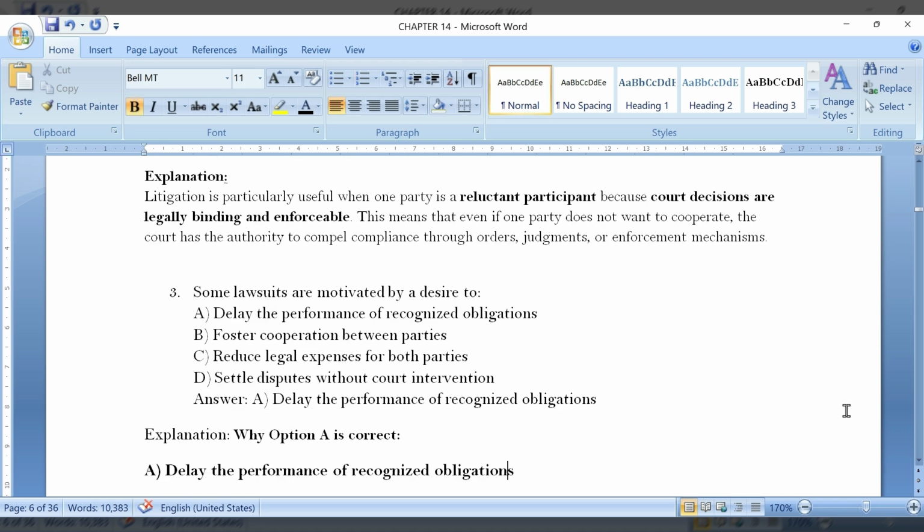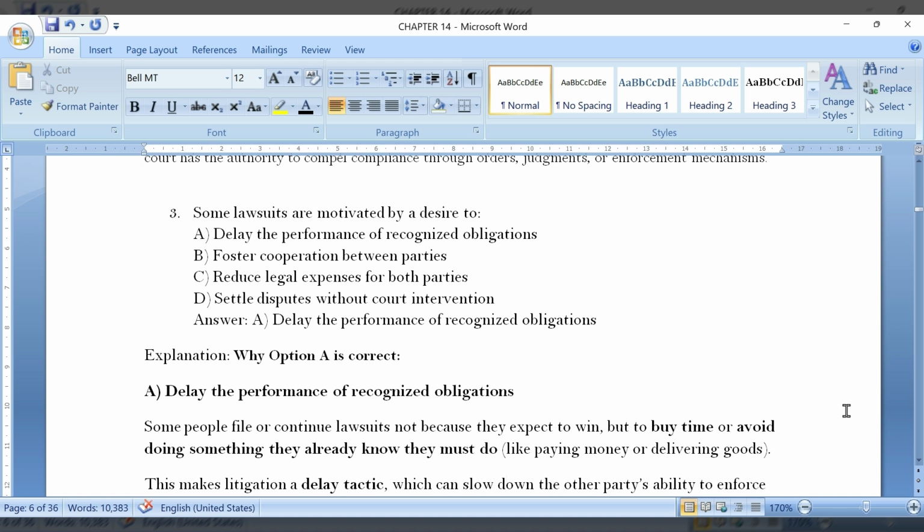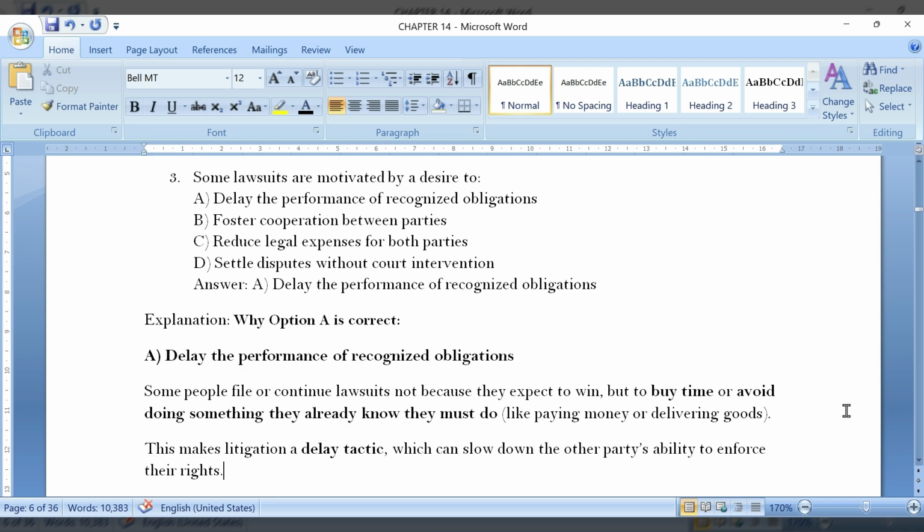3. Some lawsuits are motivated by a desire to: A. Delay the performance of recognized obligations. B. Foster cooperation between parties. C. Reduce legal expenses for both parties. D. Settle disputes without court intervention. Answer. A. Delay the performance of recognized obligations.